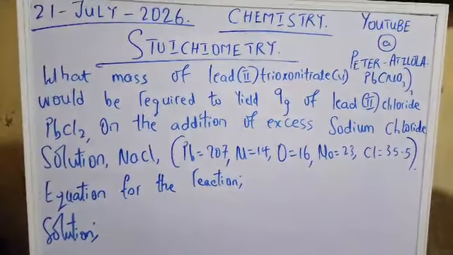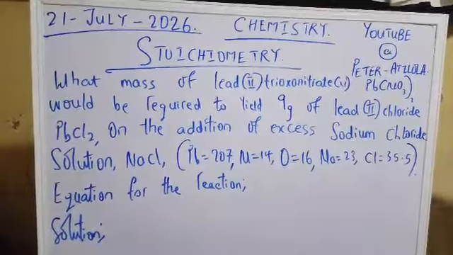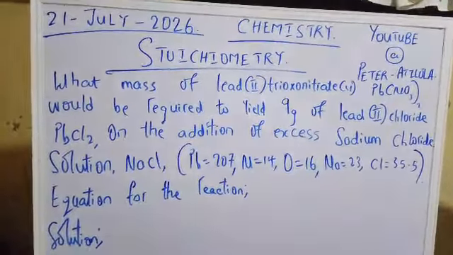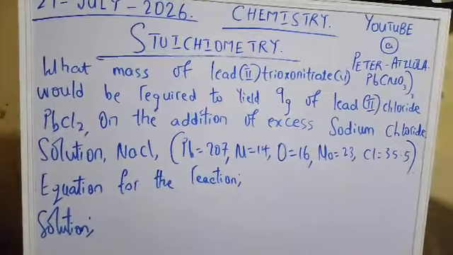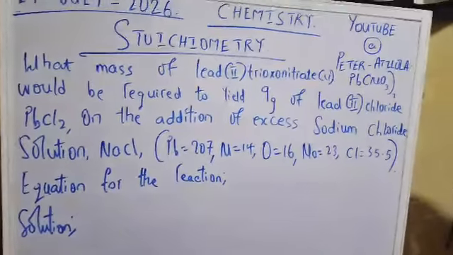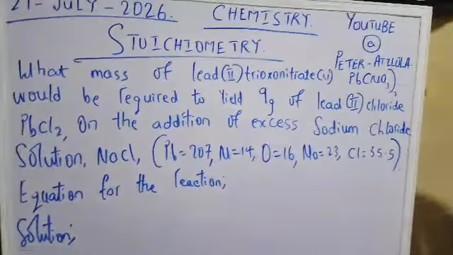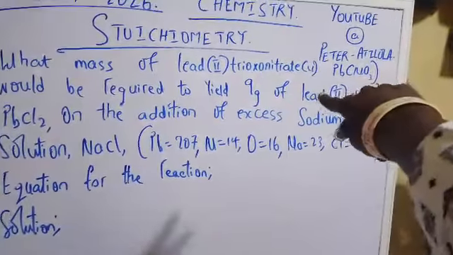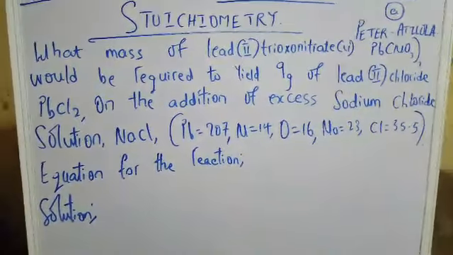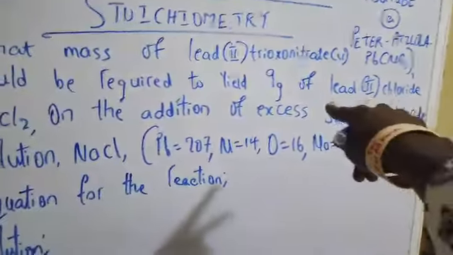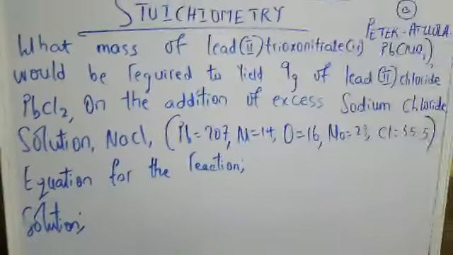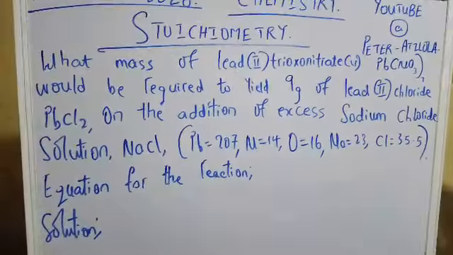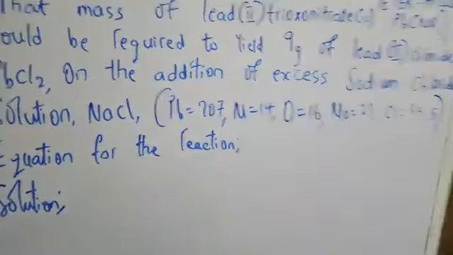My name is Peter Tulola and today we'll be teaching questions on stoichiometry. Now let me be very brief on this video. We want to solve questions like this. They say what mass of lead 2 nitrate, and they give us the formula, will be required to yield 9 grams of lead 2 chloride. As usual, you can pause this video, write the question and follow my explanation.